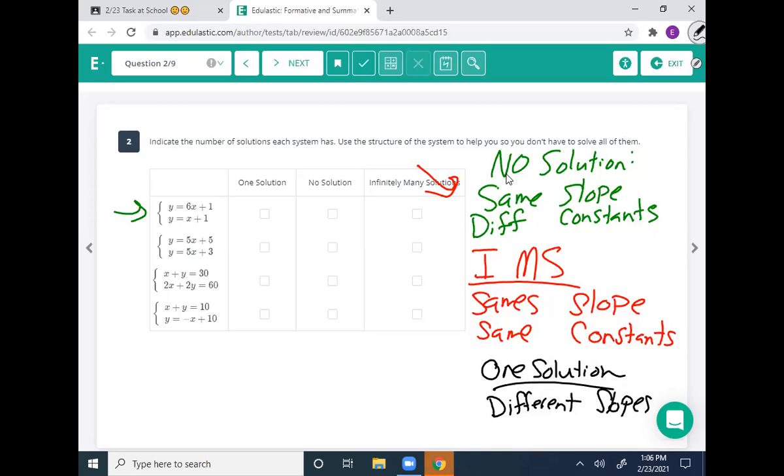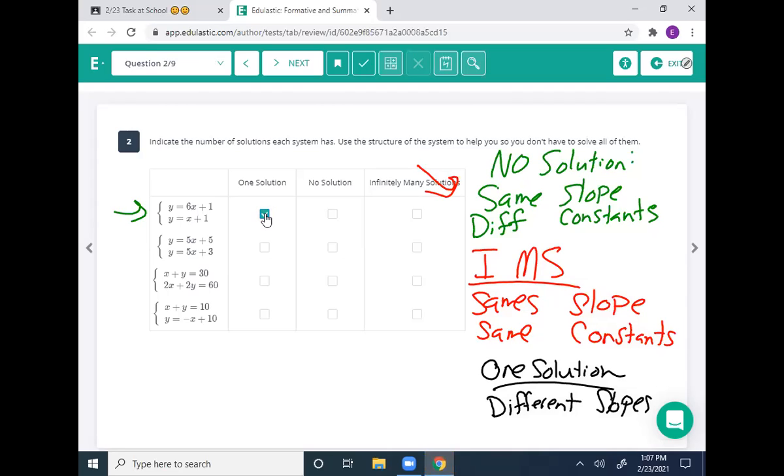Very good. We know that one solution has different slopes. So, that being said, let's look at some of these systems that we have here. Same constants, but what do we notice about those slopes in that first one? Different slopes. So, Billy, if they have different slopes, how many solutions is it going to have? One solution, because no solution is the same slope with different constants, infinitely many is the same slope, and one solution is different slopes.